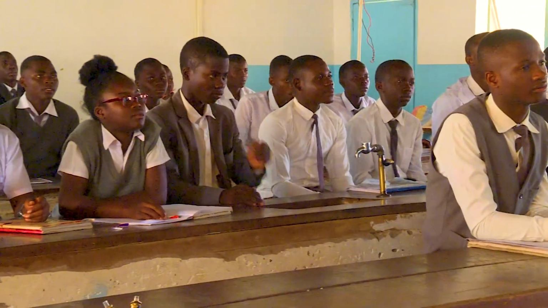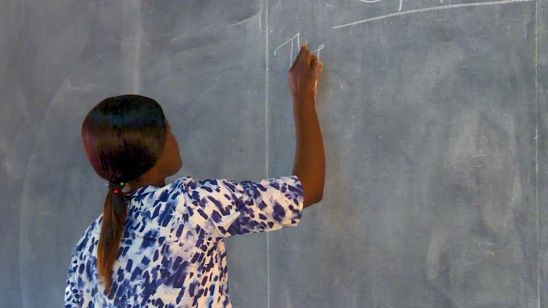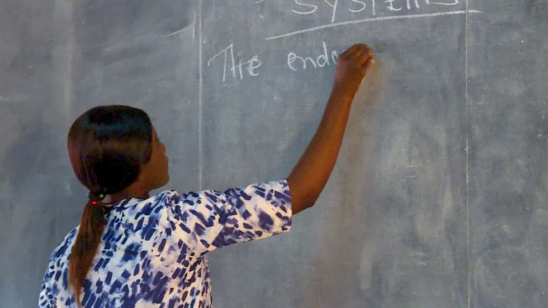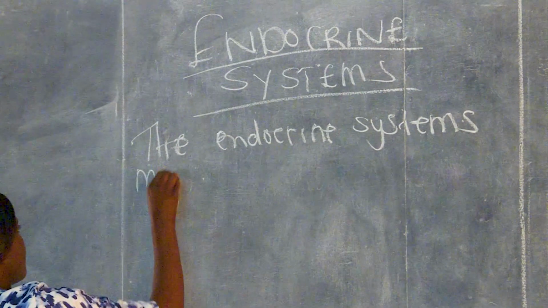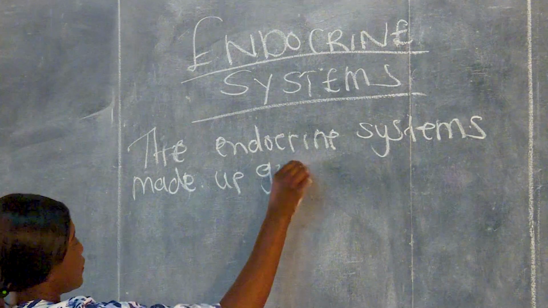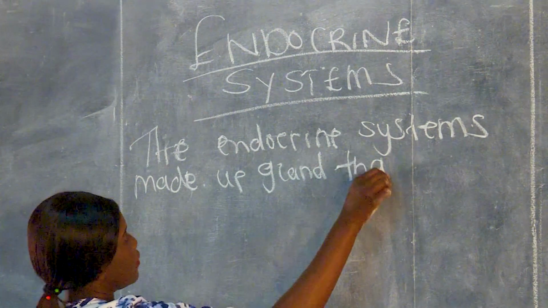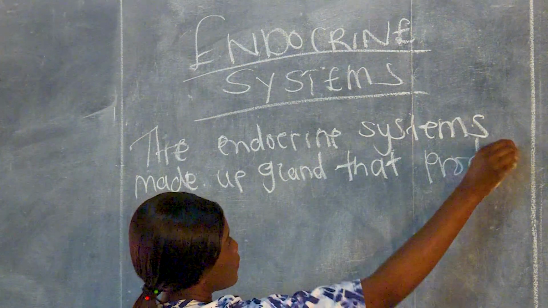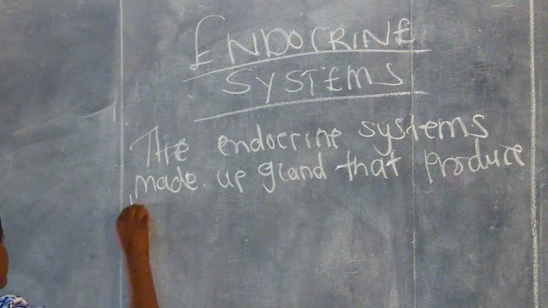Let me write that down. The endocrine system is simply a system that is made up of glands. It is made up of glands that secrete or that produce hormones.